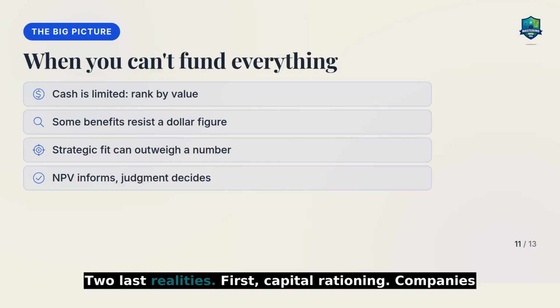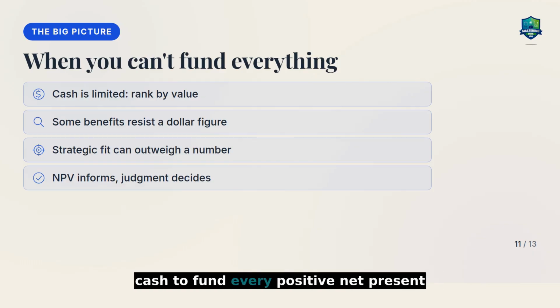Two last realities. First, capital rationing. Companies rarely have enough cash to fund every positive net present value project, so they must rank them and pick the set that creates the most total value within the budget. Second, not every benefit fits neatly into a spreadsheet. A project might open a strategic door, build a capability, or protect market position in ways that are hard to quantify but very real. The numbers should inform the decision, not make it. Net present value is the strongest input to the call, but it is still managers, not models, who decide.